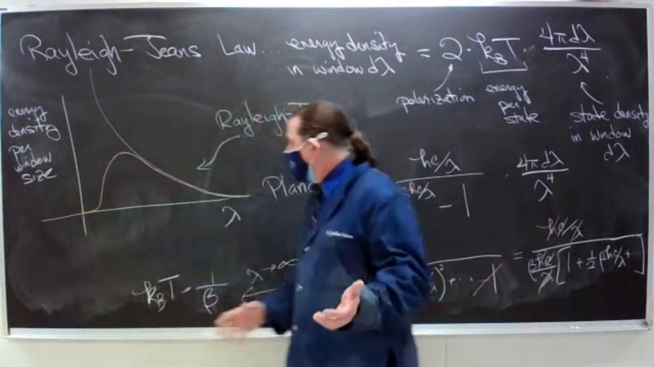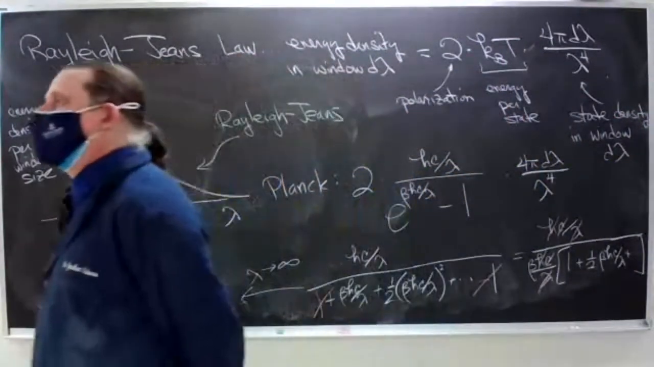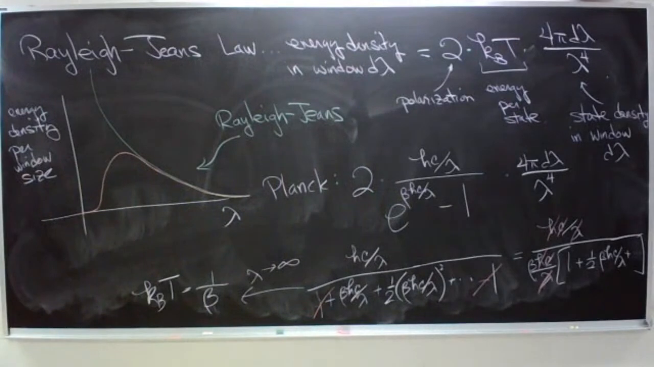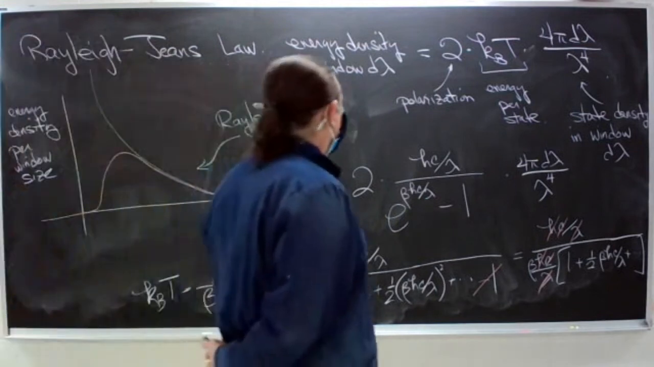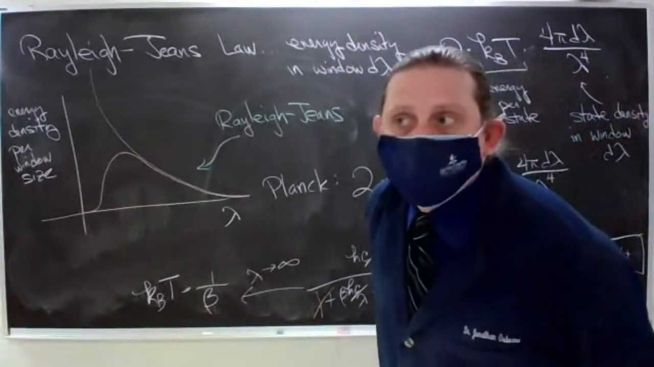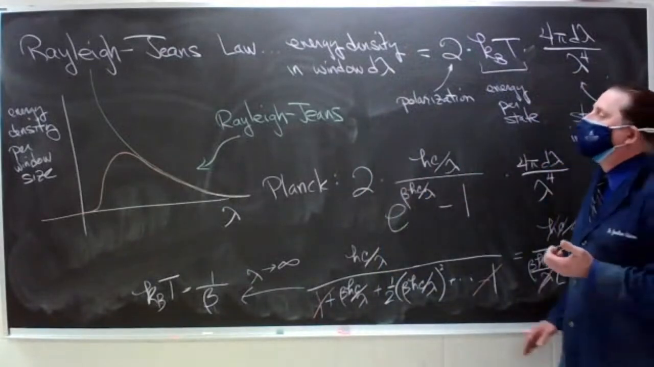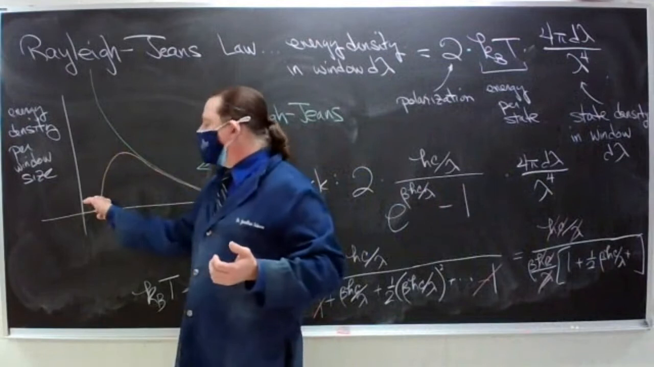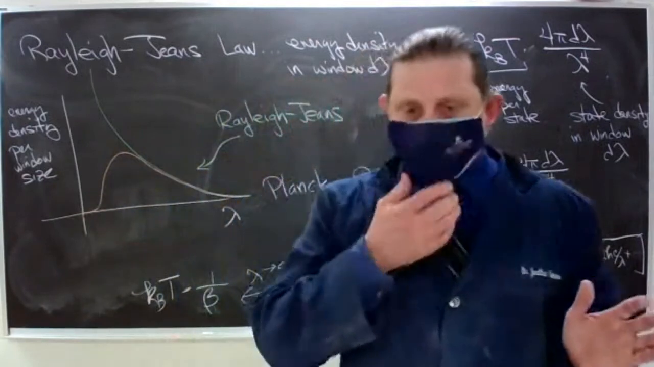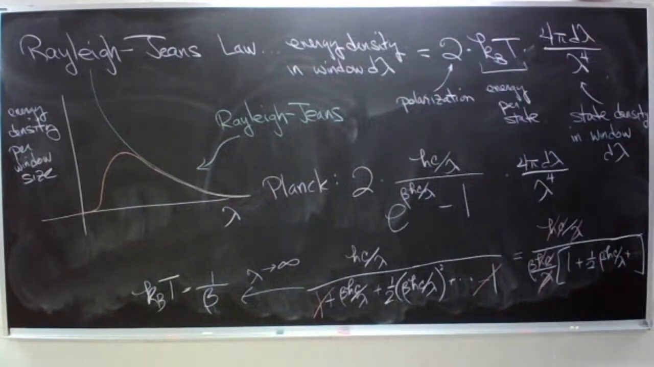As lambda tends to 0, on the other hand, now beta hc divided by lambda tends to infinity. All right? So that means e to the beta hc over lambda tends to infinity even worse. And so that means that this would tend to 0. And so that gives us this characteristic sharp turnaround in the Planck distribution. All right?